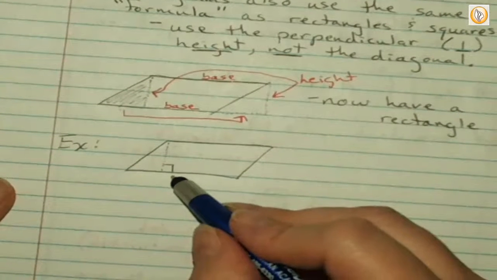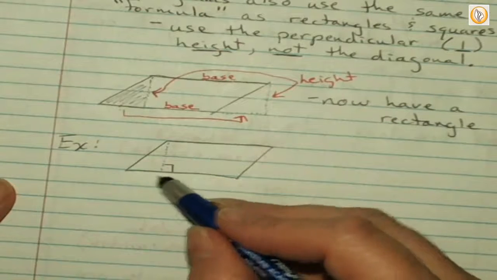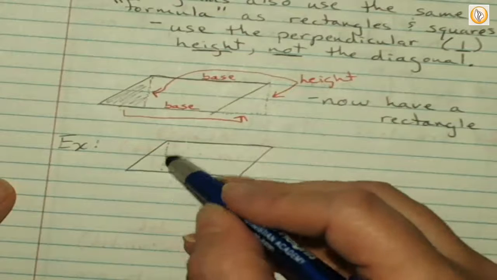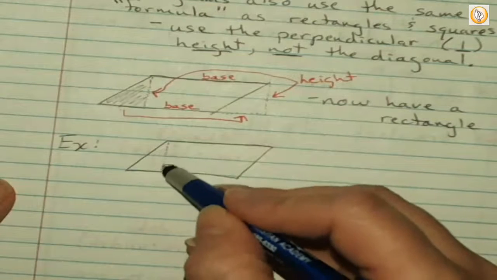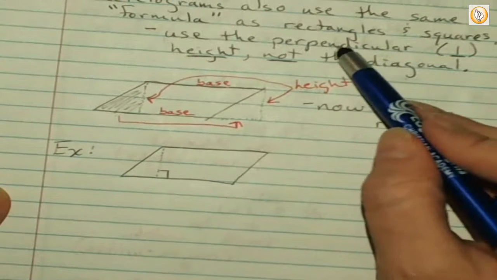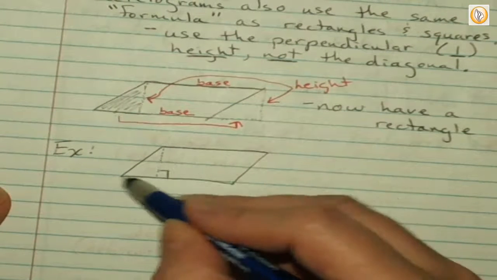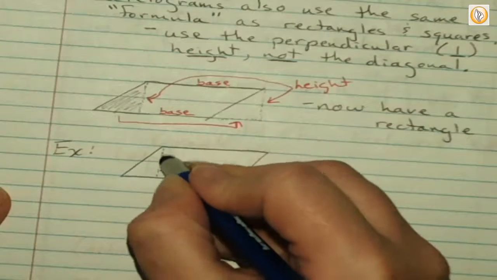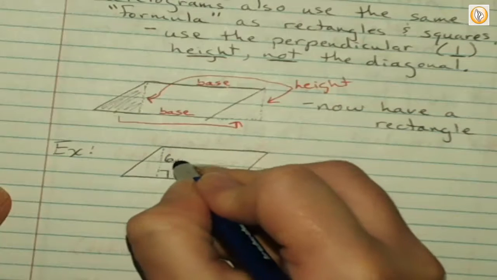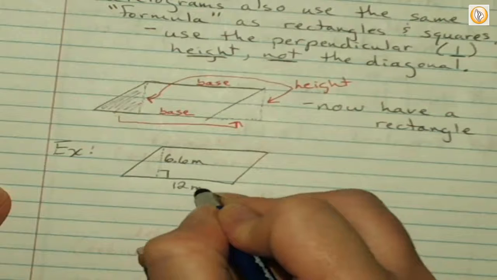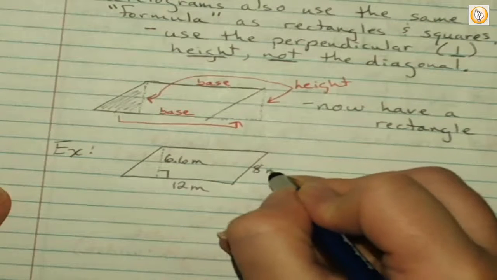There's my little indicator of a right angle. That means these two lines are what? Okay, but this line and this line are considered perpendicular. Here's the word perpendicular. So this line and this line are perpendicular because of the little square meaning right angle. So let's say this line right here is 6.6 meters. Down here is 12 meters. The diagonal is 8 meters.